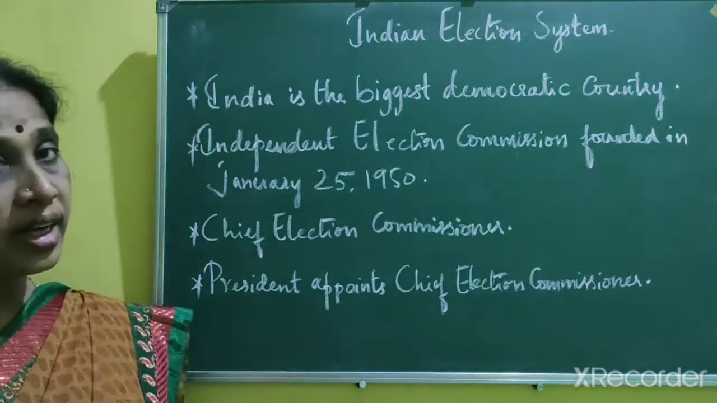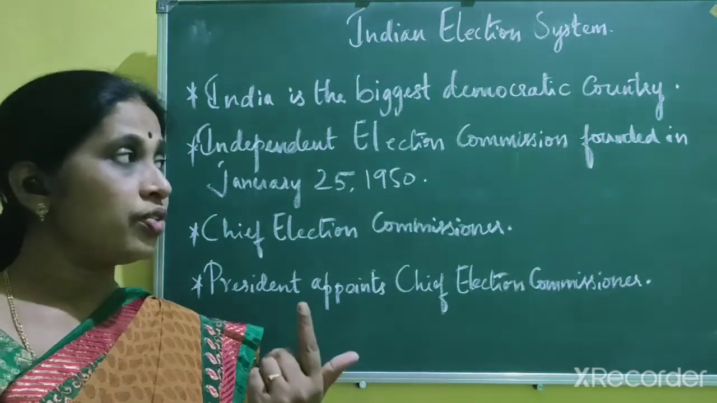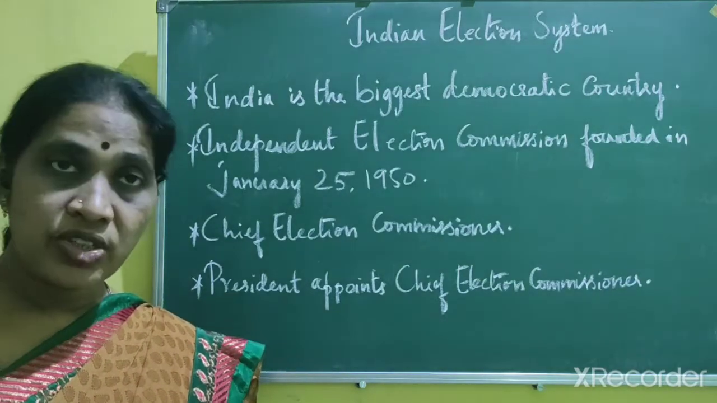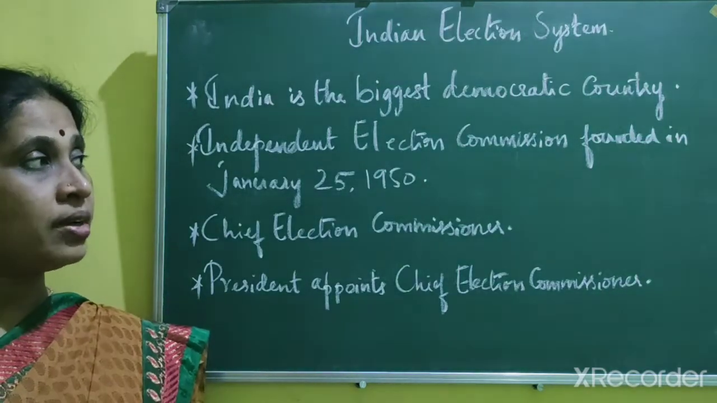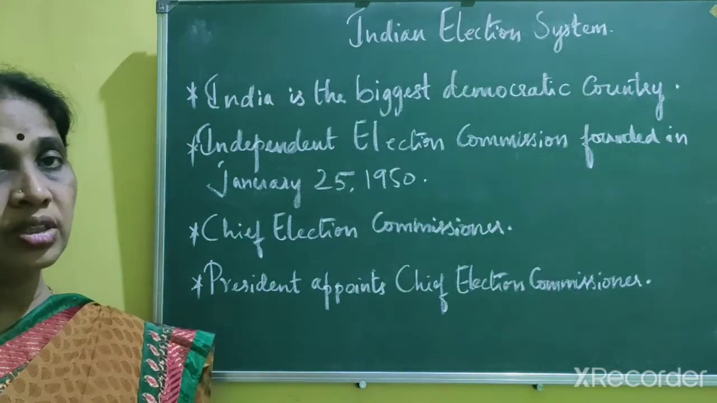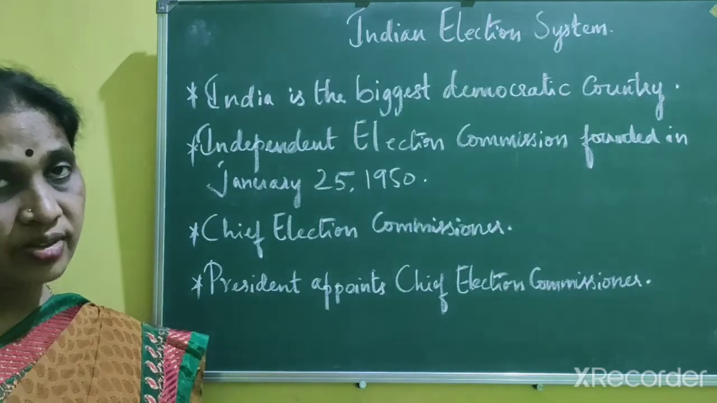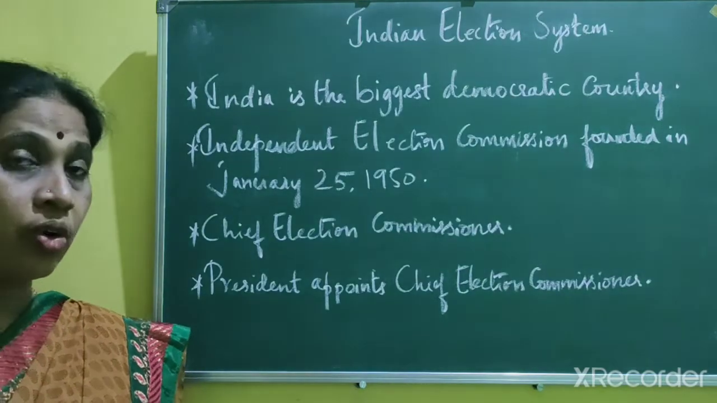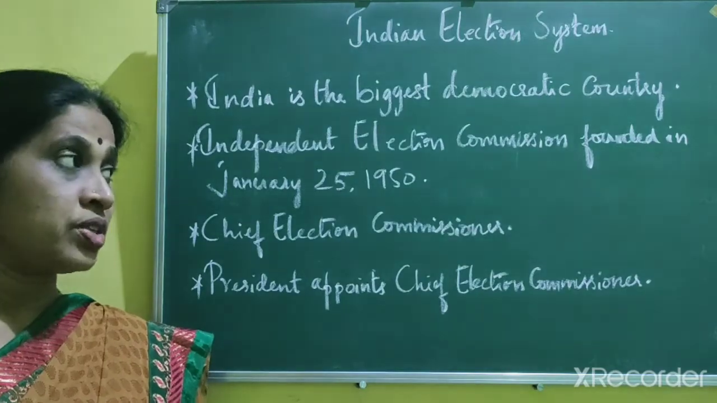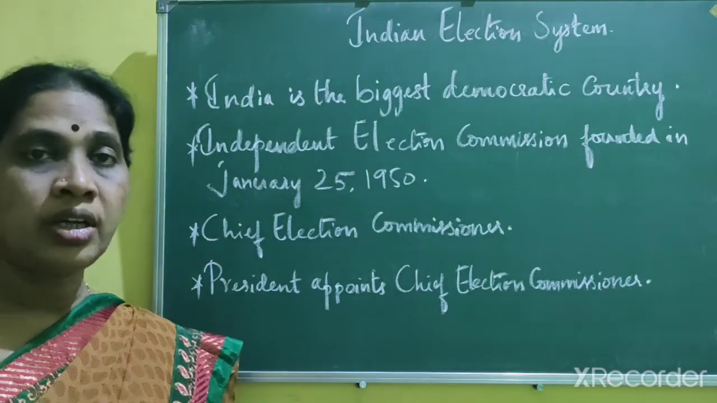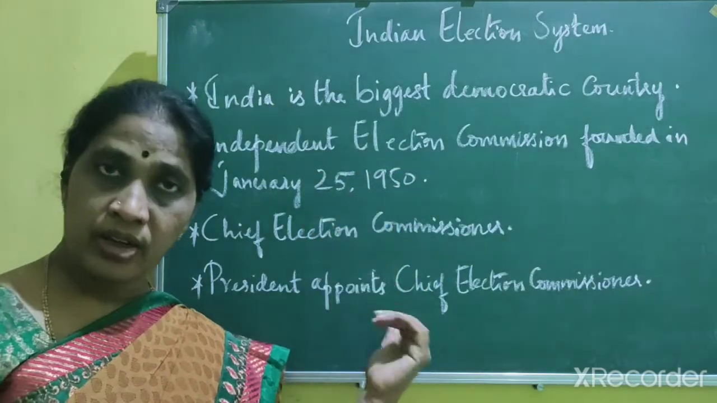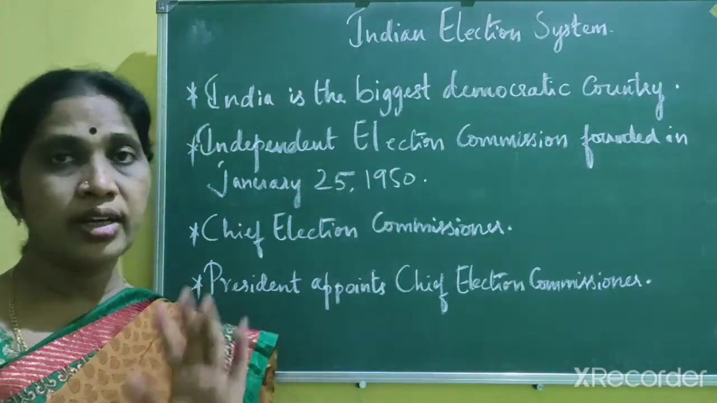Indirect election is like the election of the President and the Vice President. We do not elect the President and the Vice President directly. They are elected by the electoral college of both houses of Parliament and the legislative assemblies and legislative bodies of all the states. So the election of the President and the Vice President comes under the indirect election. The Election Commission conducts direct elections and also indirect elections.